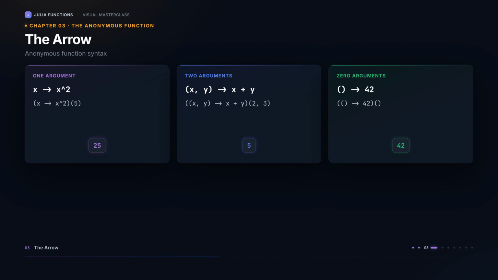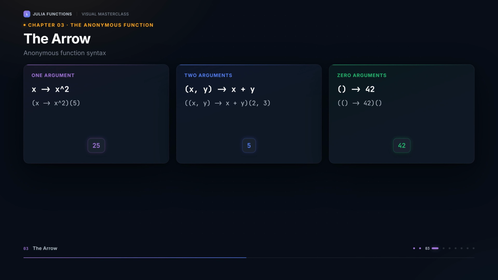2 arguments, x and y returning their sum. Apply to 2 and 3, 5. 0 arguments, an empty pair of parentheses returning a constant, still a real function. Call it, and it answers 42.